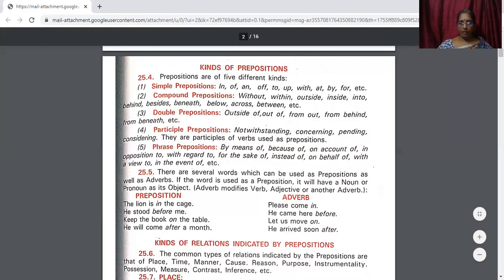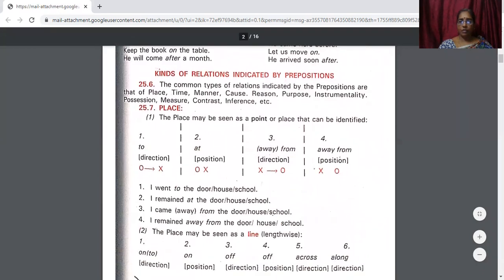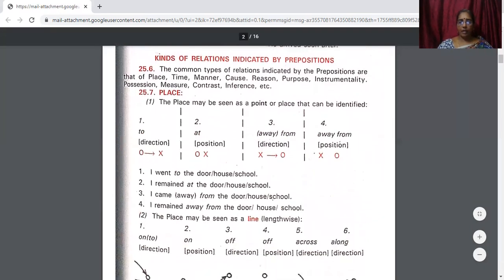He stood before me. Before is a preposition. He came here before. Keep the book on the table. On is a preposition here. Let us move on. See the usage, how it is used. He will come after a month. He arrived soon after. In this way, let us go ahead.